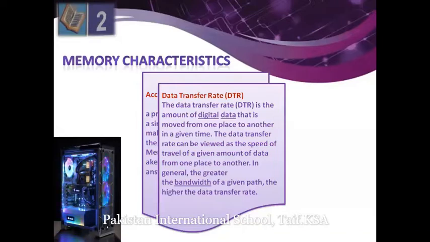So the time taken to transfer your data from hard disk to the main memory is called the data transfer rate. You want to transfer your data from hard disk to the main memory, and the time your instruction or data will take is called the data transfer rate. Generally it depends on your bandwidth. Bandwidth means how much data can be transferred at one time. If you can transfer 4 bits or 8 bits, it depends on your bandwidth and the capacity of your given path. So it depends on your bandwidth.